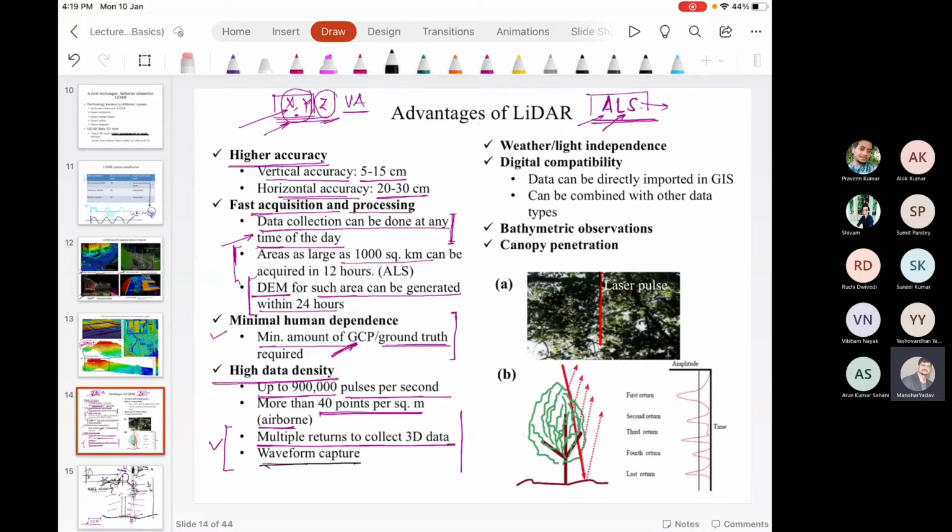Fine. Then next, the weather and light independence. So obviously it's an active remote sensing technique, so it does not require an external energy source like in case of satellite based imaging. It is also weather independent, but you can't do laser scanning in rainy season.